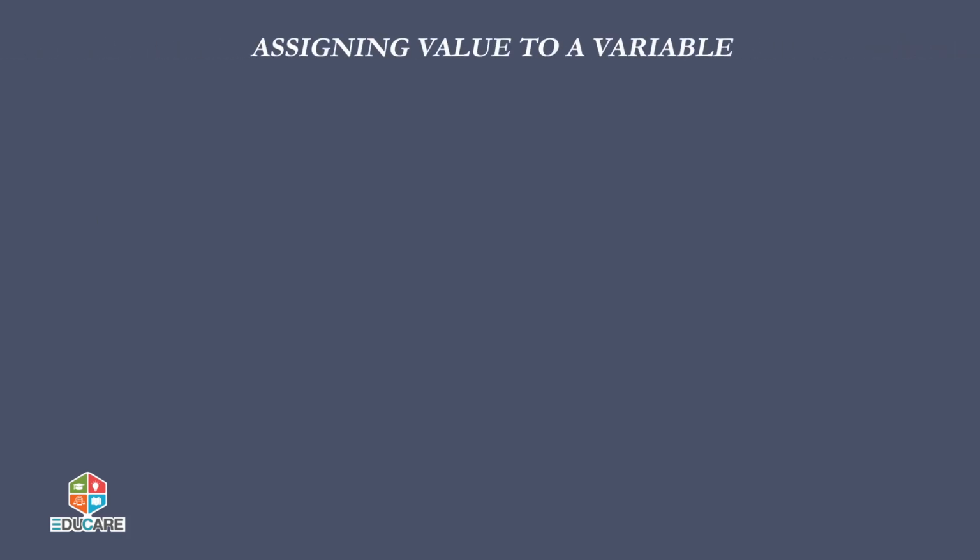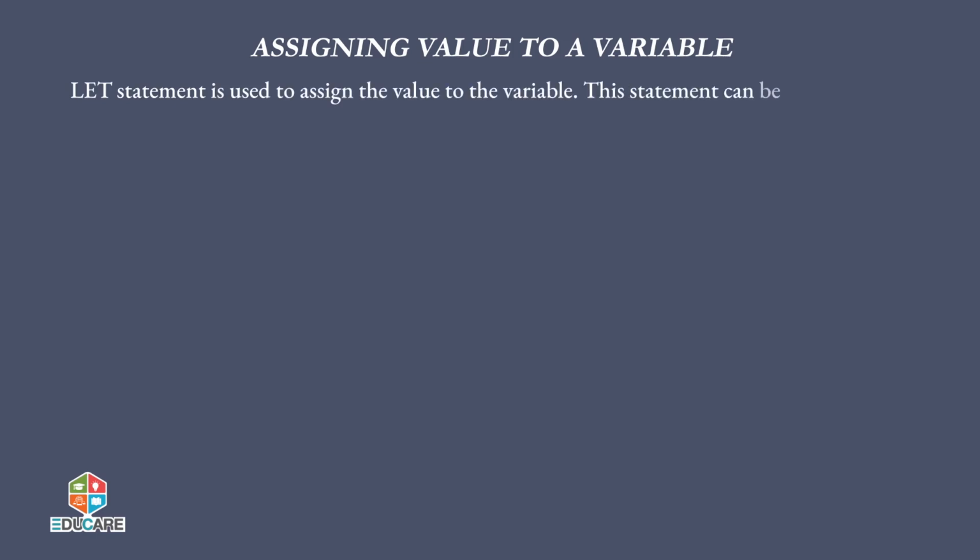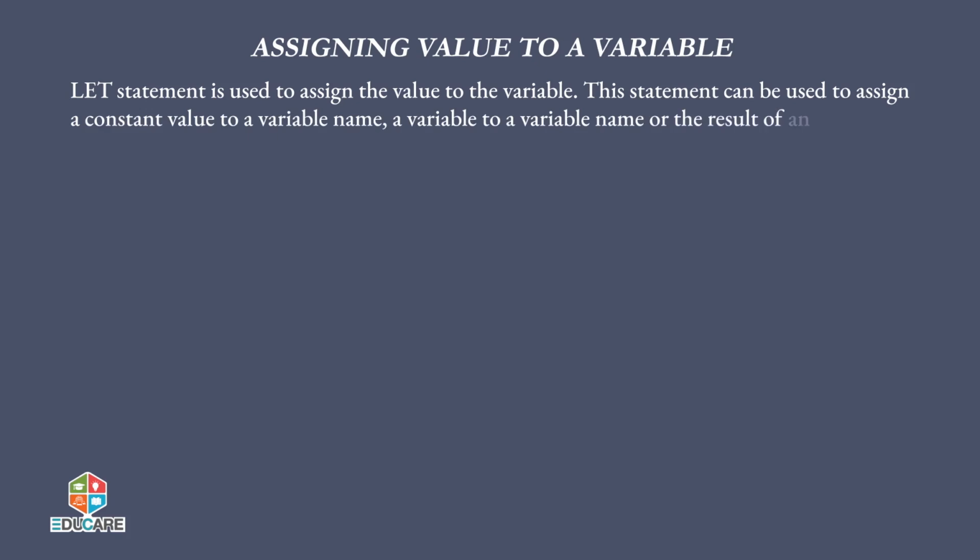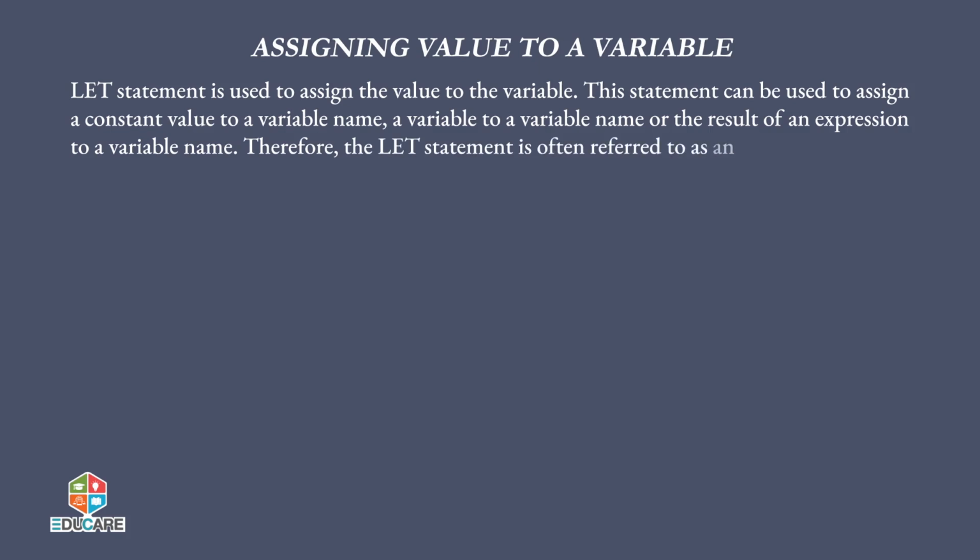Assigning value to a variable. The let statement is used to assign the value to the variable. This statement can be used to assign a constant value to a variable name, a variable to a variable name, or the result of an expression to a variable name. Therefore, the let statement is often referred to as an assignment statement. Syntax: let variable = expression.